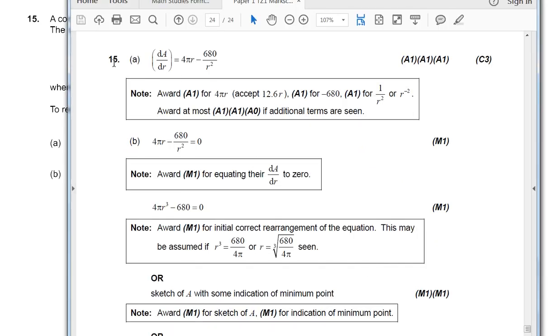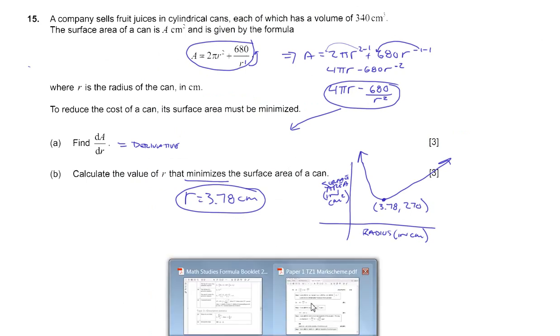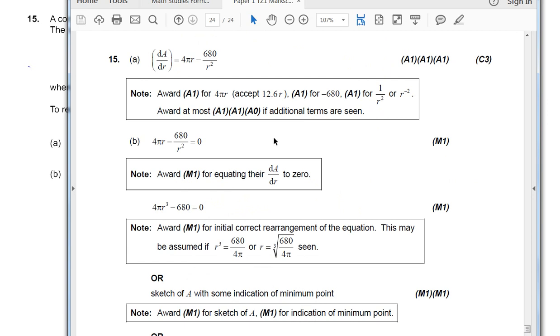Let's check our mark scheme. Okay, so first one, we've got the derivative 4 pi r minus 680 over r squared. Okay, and it says award A1 for 4 pi r, or you could have written 12.6 times the radius, sorry. And you get another point for the negative 680, and then another point for the 1 over r squared, or r to the negative second. So up here where we had r to the negative second, they would have taken this answer or this answer. Okay, so either one would have been fine. So there's 3 points right there.